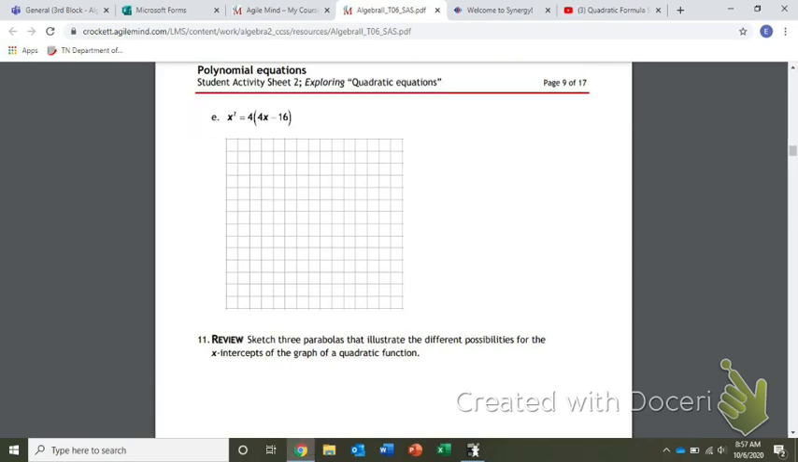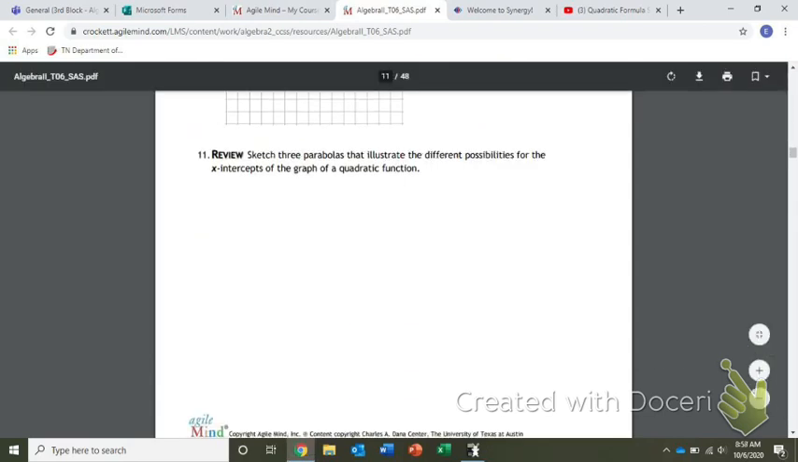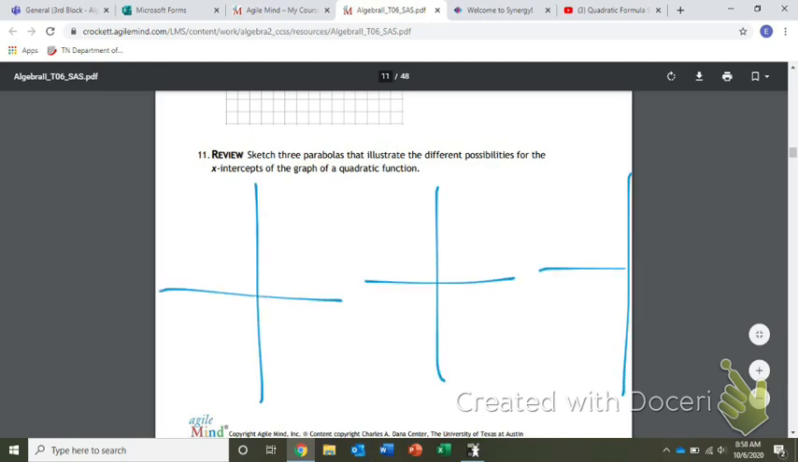All right, 11 is really, really easy. Sketch 3 parabolas. Remember, parabola is a fancy word for that U. So I'm going to go ahead and draw 3 graphs. Okay? Different possibilities for a quadratic function. Remember, quadratic is x squared. It can have, at most, 2 real solutions.